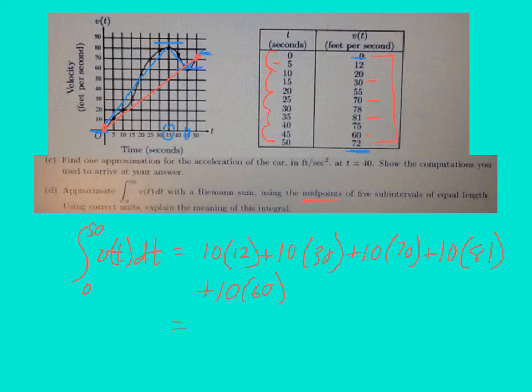So I'm going to punch all of that into my calculator, and I get 2,530. Now it says, using correct units, explain the meaning of this integral. So if I did all of this, remember I'm taking feet per second times seconds. So I'm going to end up with feet, which is the total distance traveled. And I can say distance here because it was all in the positive direction. Okay, he did slow down for a little bit, but it was all in the positive direction. If you said total displacement, that's going to work as well.